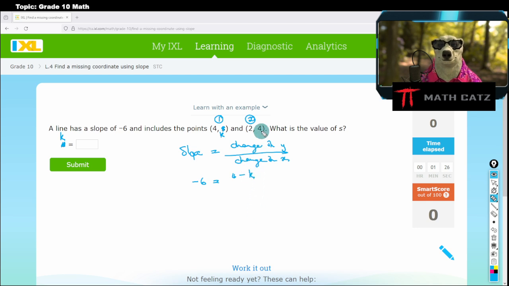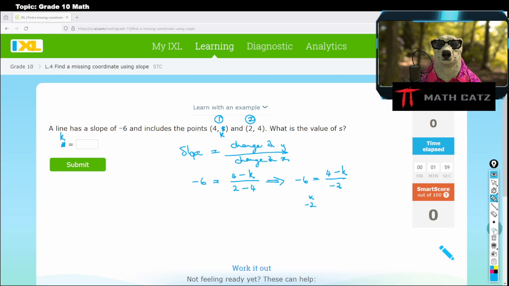That's easy to spot. Second minus first for the Y coordinates. Second minus first for the X coordinates. So now we can maybe simplify this. -6 equals 4 minus K over -2. I'll multiply both sides by -2 to get rid of this denominator. Now, that's not the best way to write it.